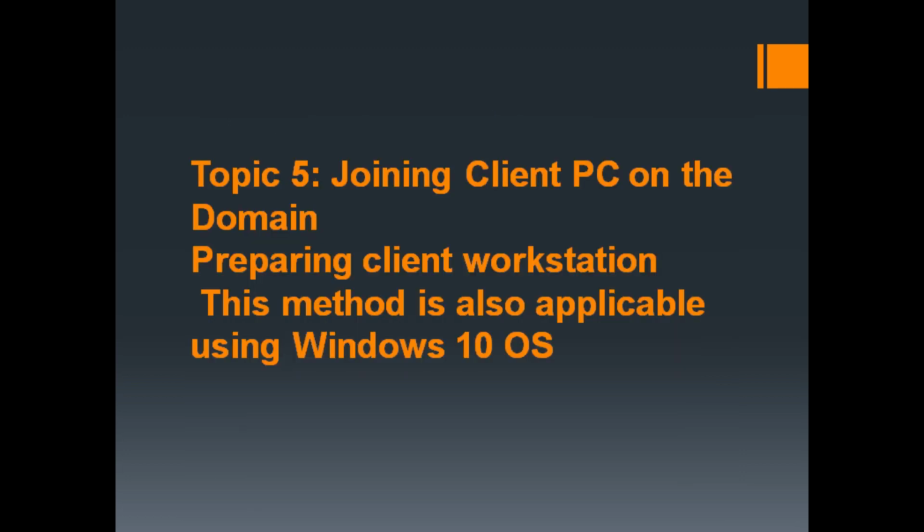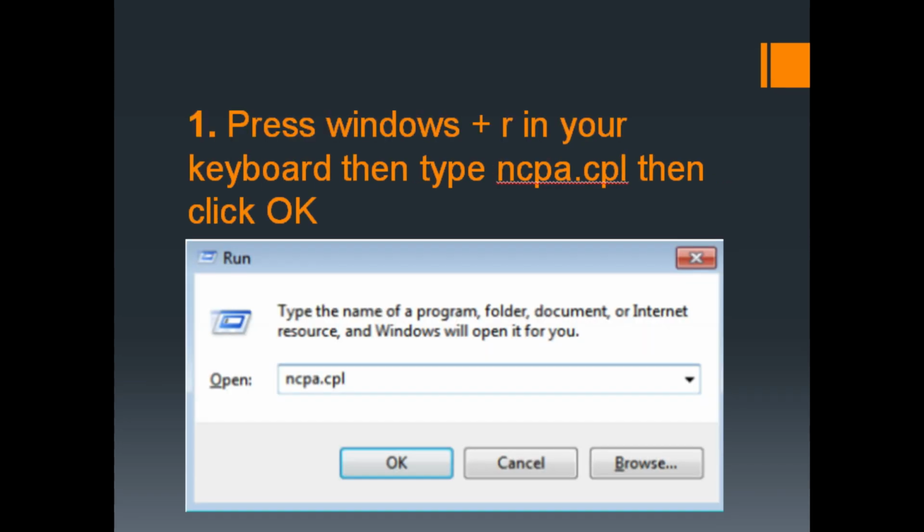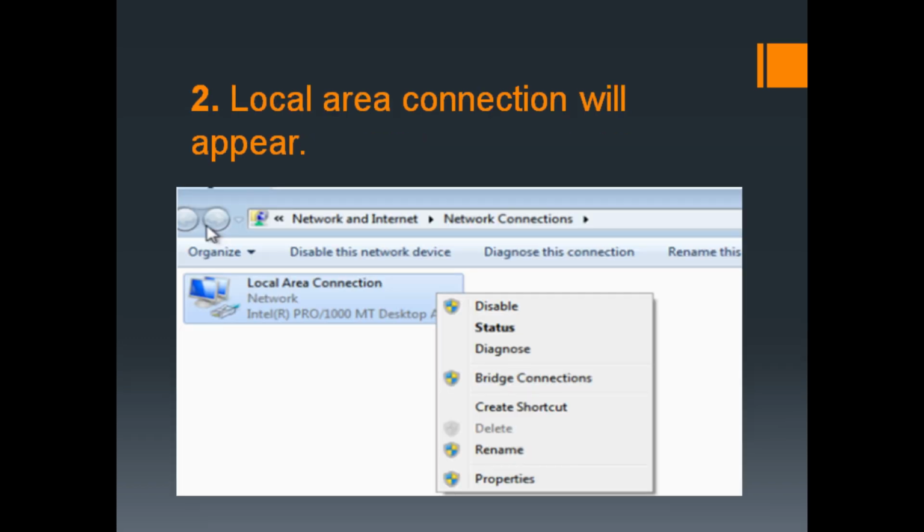Topic 5. Joining client PC on the domain. Preparing client workstation. This method is also applicable using Windows 10 OS. Number 1. Press Windows + R on your keyboard, then type ncpa.cpl, then click OK. Number 2. Local Area Connection will appear.